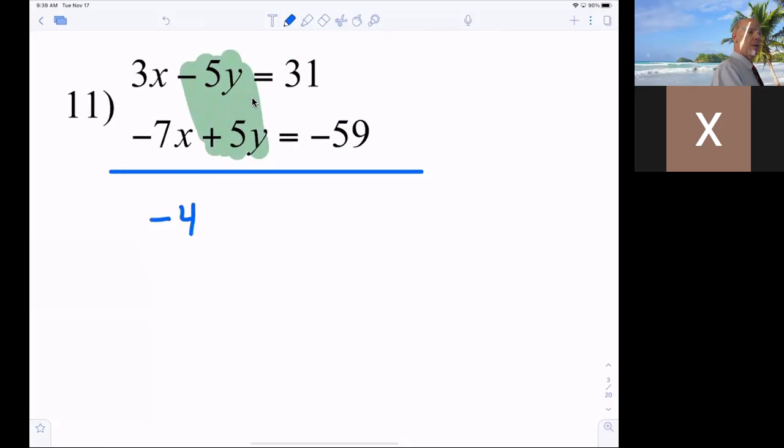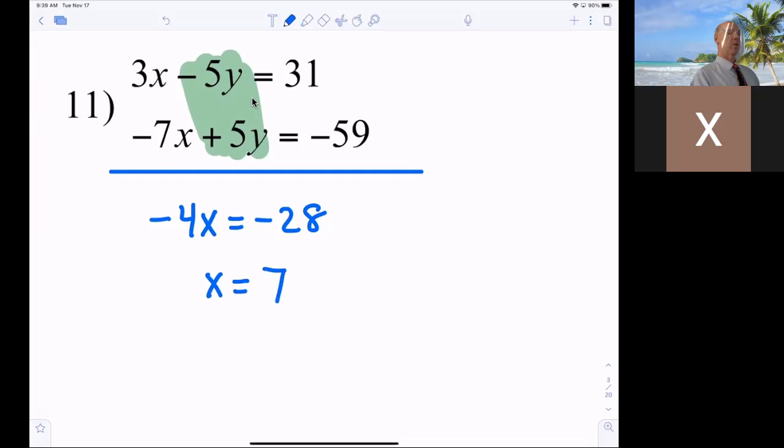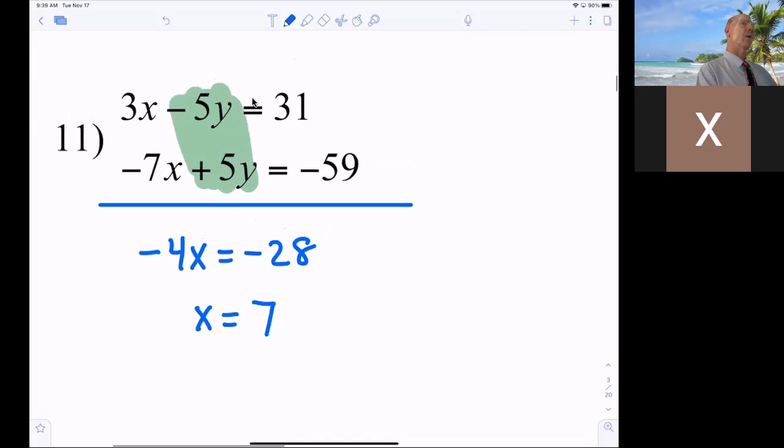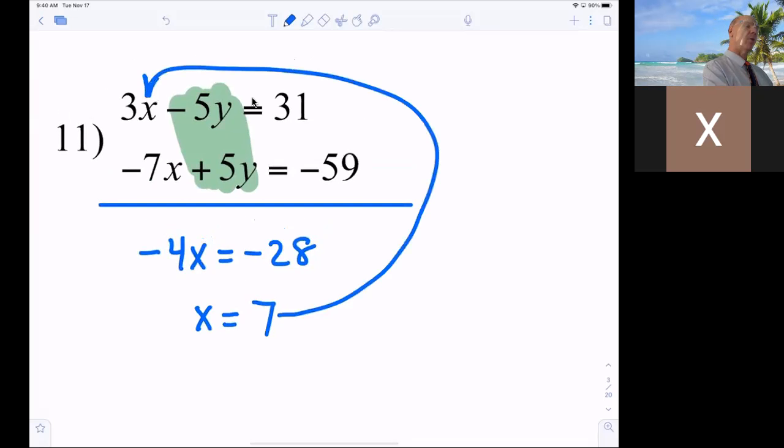Negative 4x equals negative 28. Thank you. X equals 7. So now, come on, guys, I'm going to plug 7 in for x. I'm putting it right up here on the top.